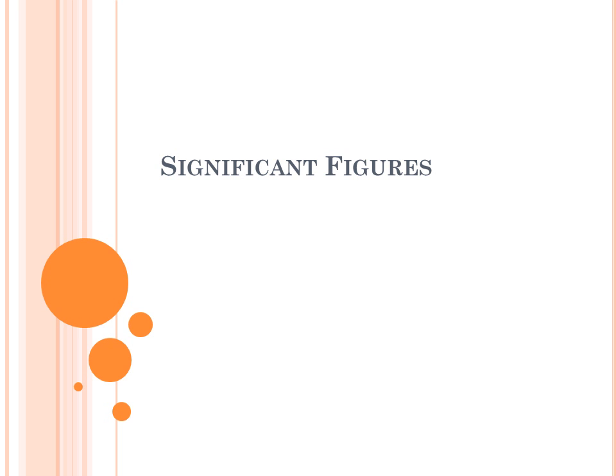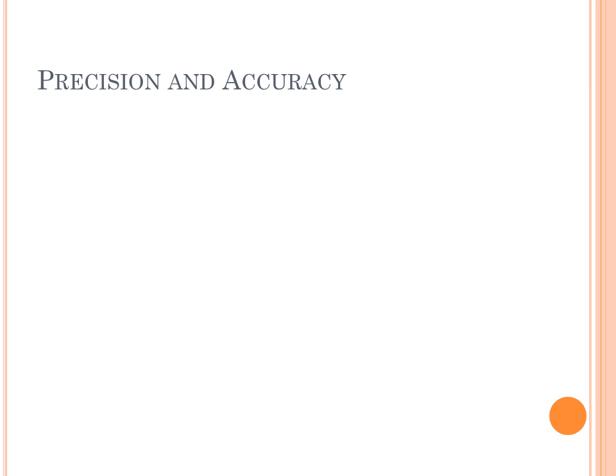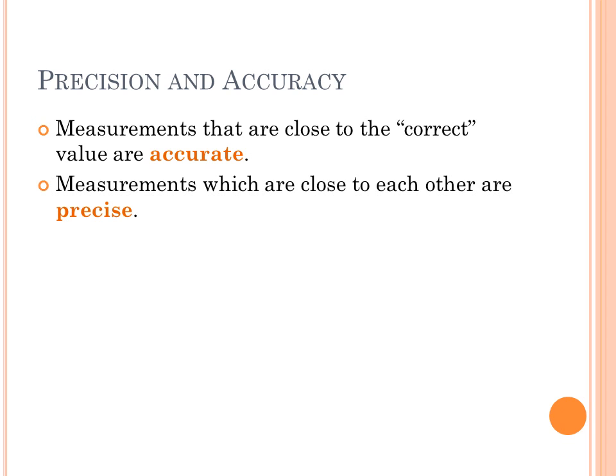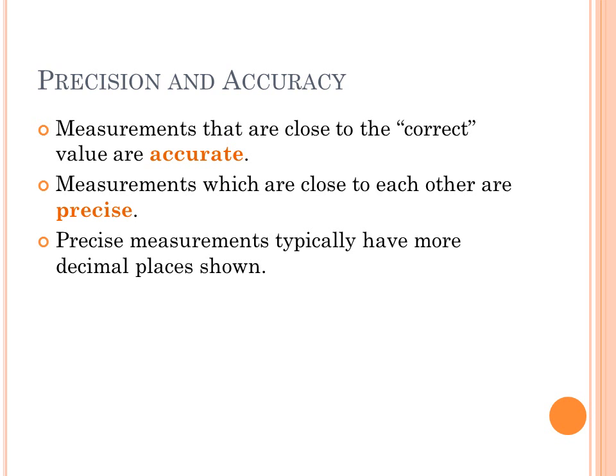This is a brief tutorial on significant figures. First, we'll talk about precision and accuracy. Measurements that are close to the correct value are considered accurate. However, numbers that are repeatable, that is, they're close to one another, are precise. Precise measurements have more decimal places shown and therefore are more repeatable because your error will be in a smaller decimal place.